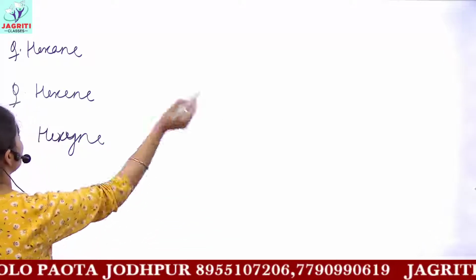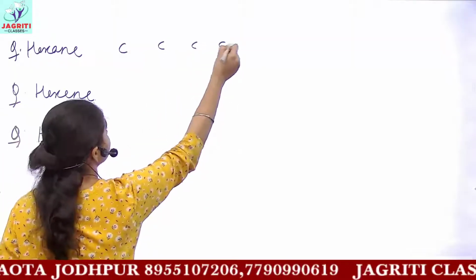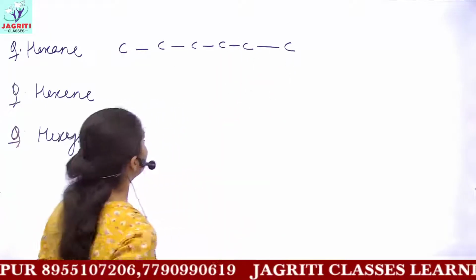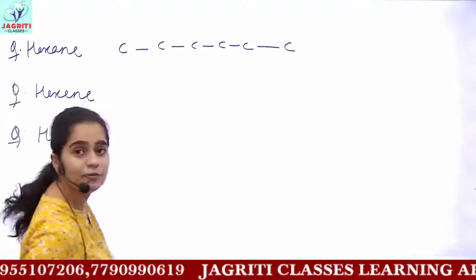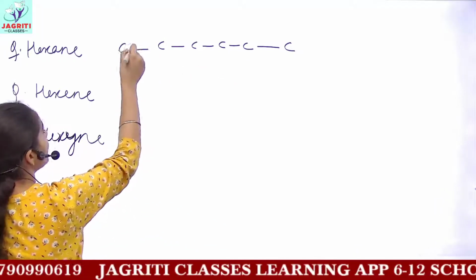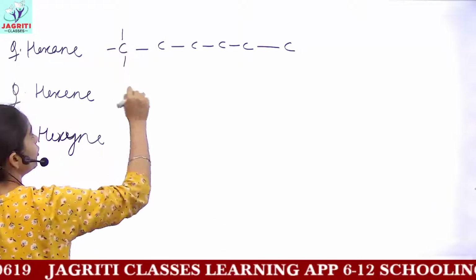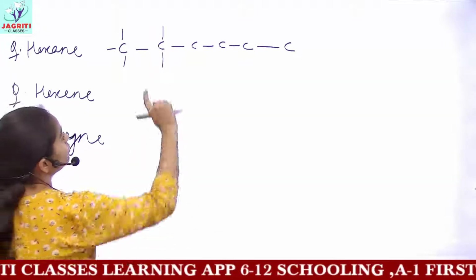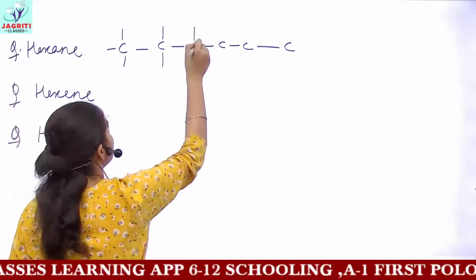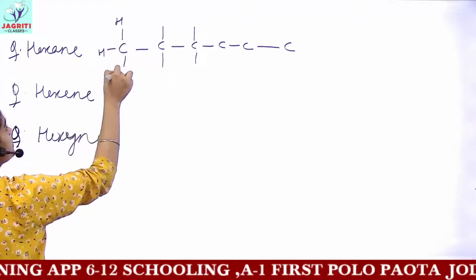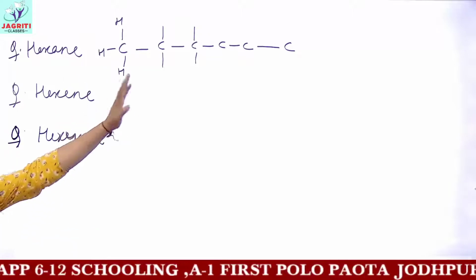So for hexane you will involve 6 carbons, and every carbon would be joined by a single bond. 1, 2, 3, 4, 5, 6. Everything joined by a single bond, and then complete their valencies. For this carbon, 1 is already done, 2, 3, 4. For this carbon, first and second are done, then third and fourth. For the next also, 1 and 2 are done, so 3 and 4. And likewise join the hydrogens. So complete this structure, it is very easy.